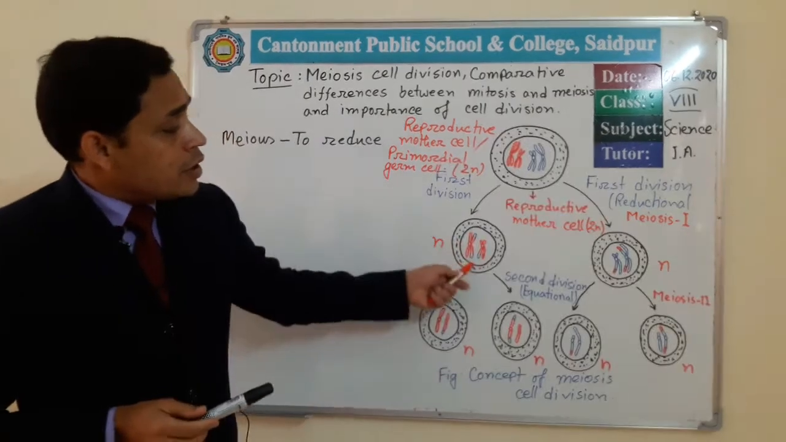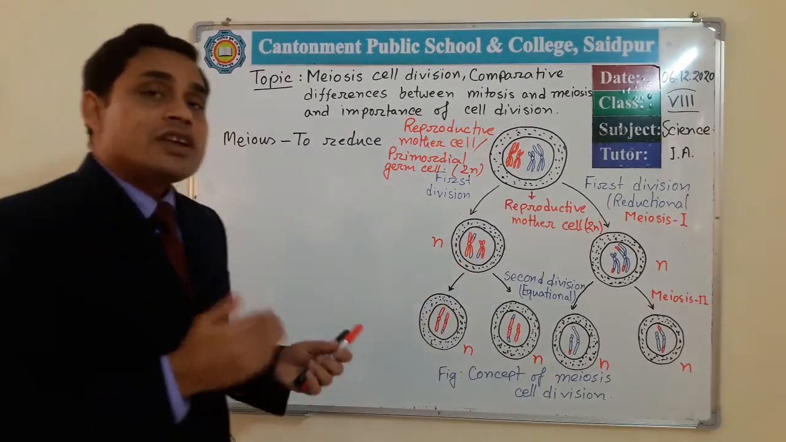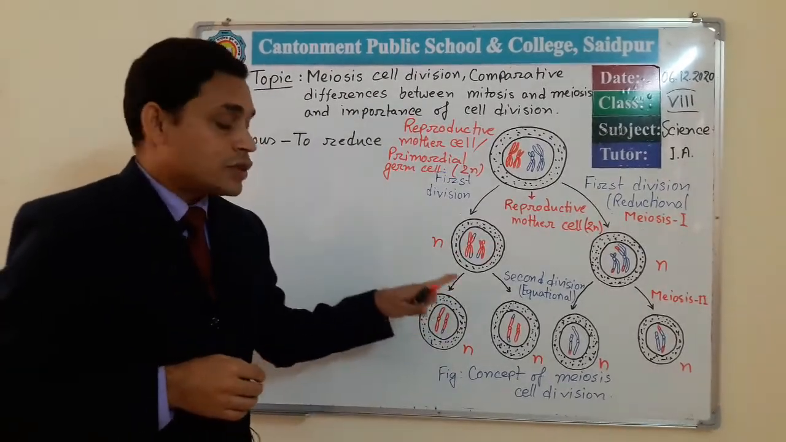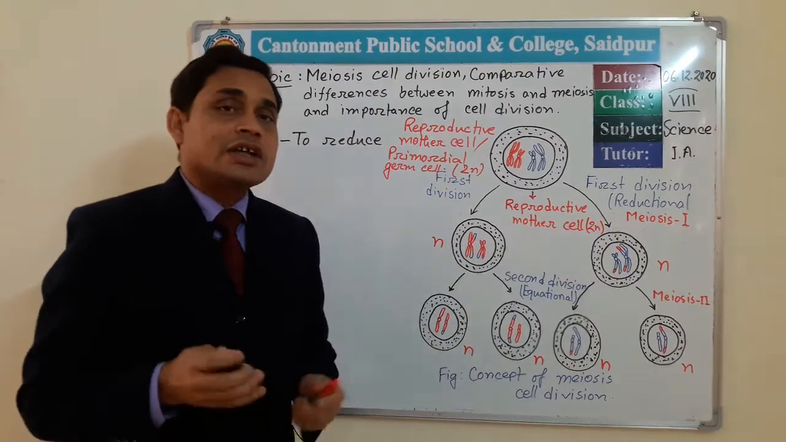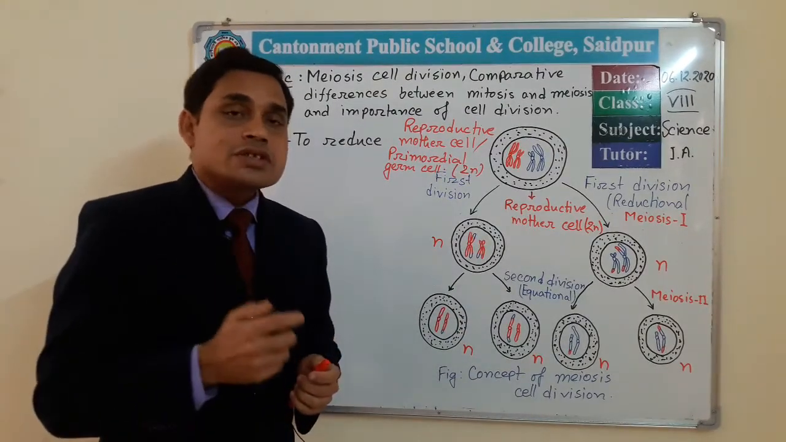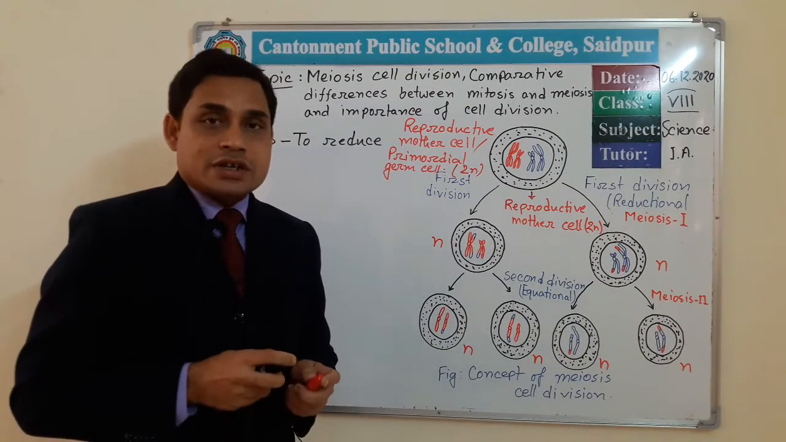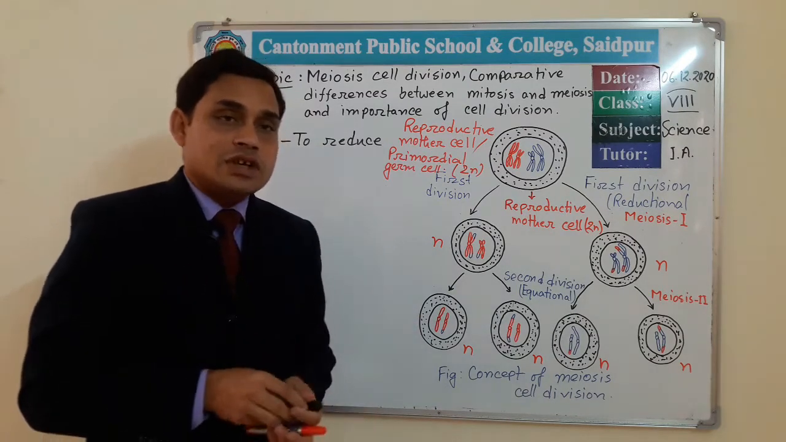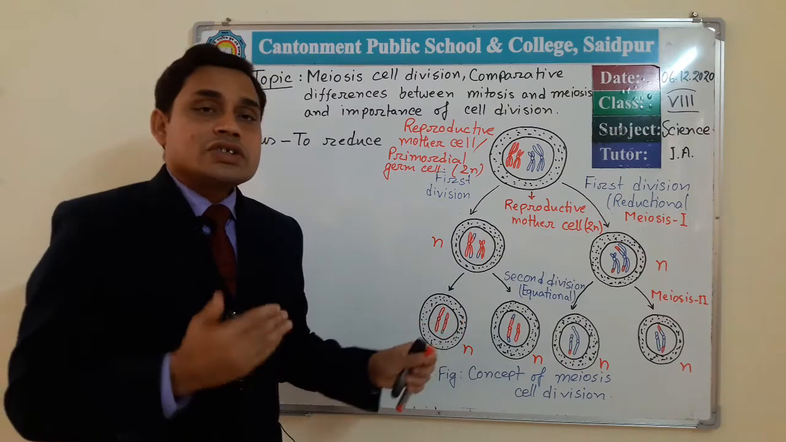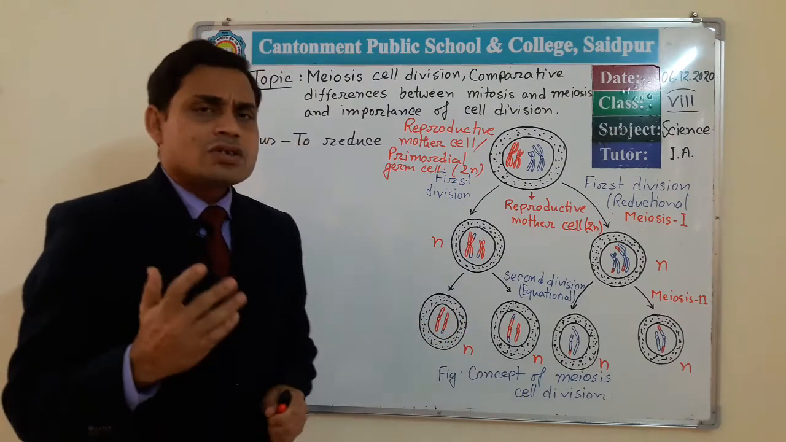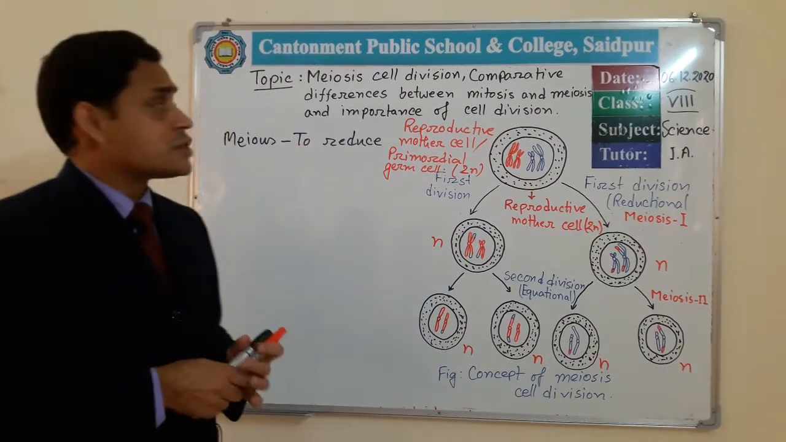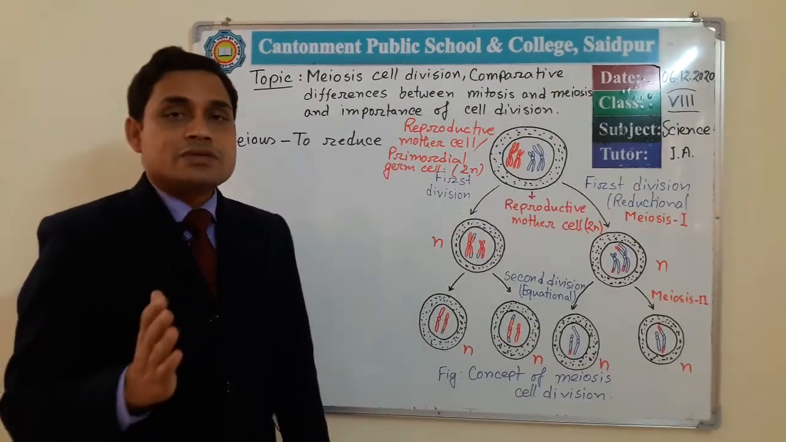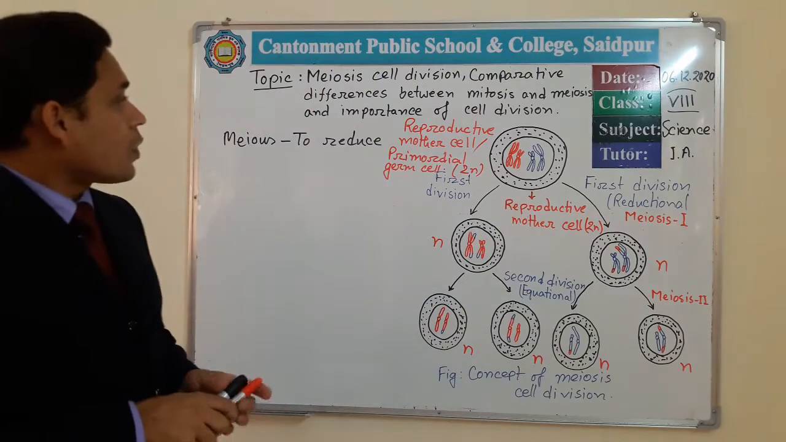as crossing over takes place here, variation comes through this meiosis cell division, and in mitosis cell division no variation occurs. That means true type characters exist in the newly formed cells, but here characters change in the newly formed cells. That's all about the comparative differences between mitosis and meiosis cell division, all you know.